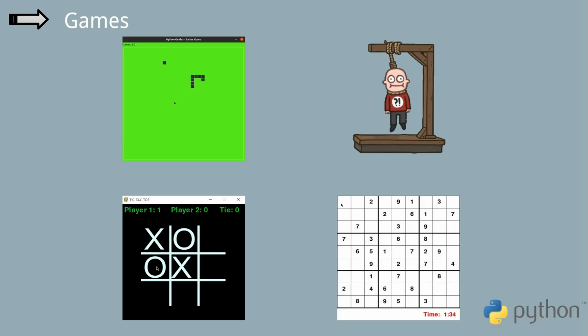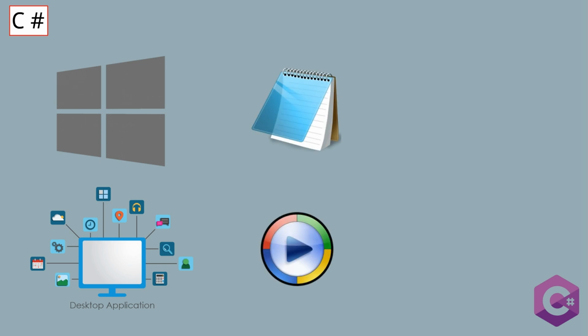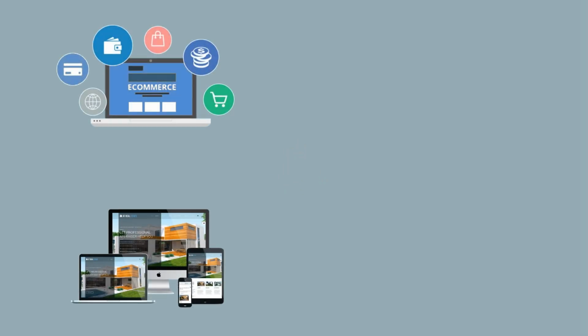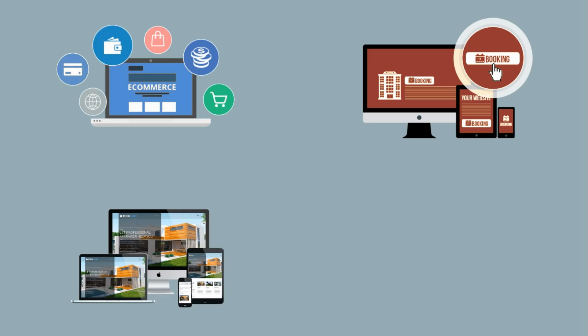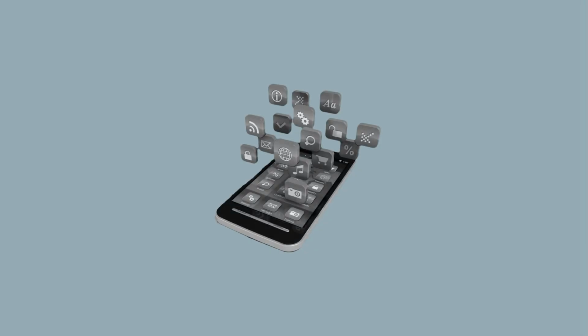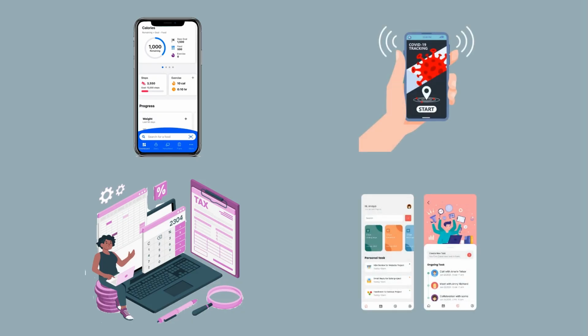Then moving on to C Sharp. C Sharp is a programming language made by Microsoft. It is used to create different types of applications, such as Windows desktop applications like text editor, media player, file compression. Then there are web applications such as e-commerce websites, real estate listing platforms, booking and reservation systems, online learning management systems. Other applications are mobile applications, which are fitness tracking, expense tracking, news feed, task manager.